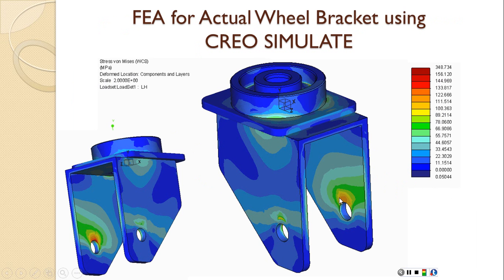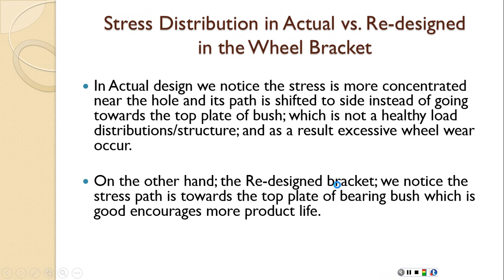You see the shifting of this stress, it's shifting to the side while it's supposed to go where? To the top, because if that shifting to the right, it will cause more wear to the wheel and failure. So basically what I'm saying here is that in the actual design we notice the stress is more concentrated near the hole, and its path is shifted to the side instead of going towards the top plate of the bush, which is not a healthy load distribution, and of course as a result there will be excessive wheel wear.